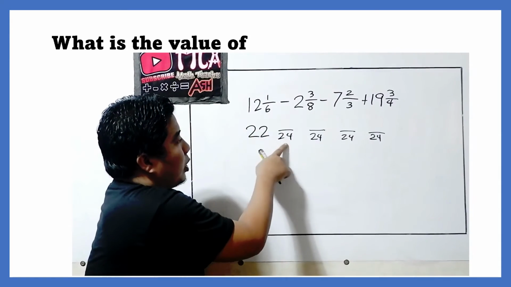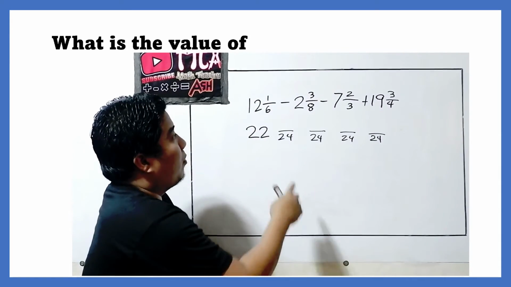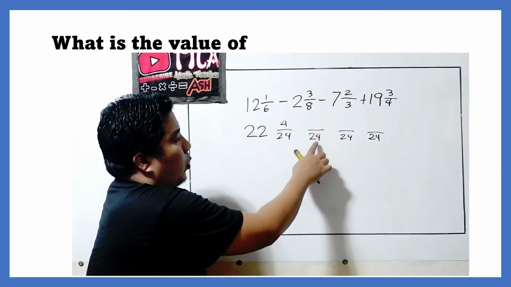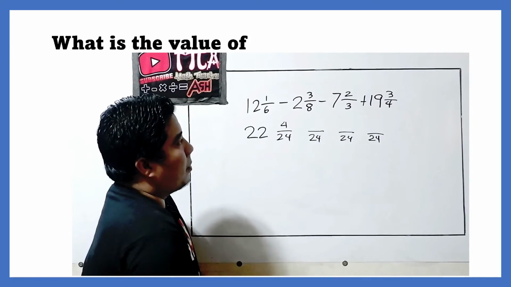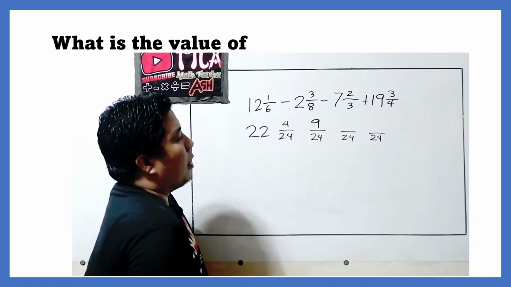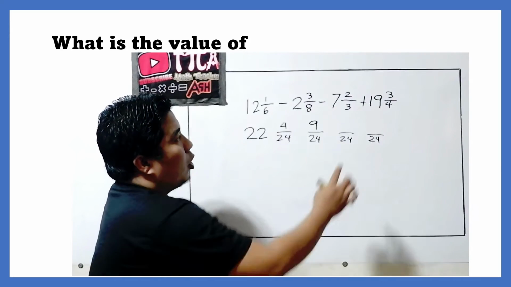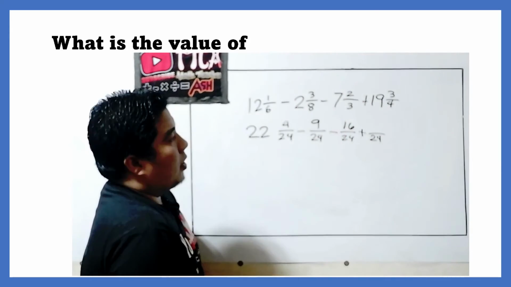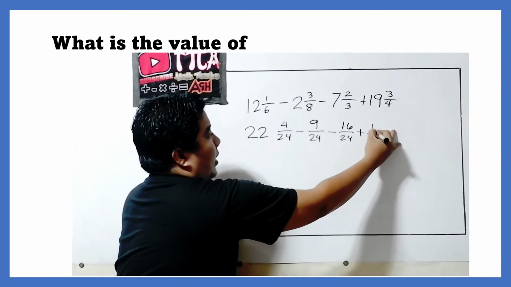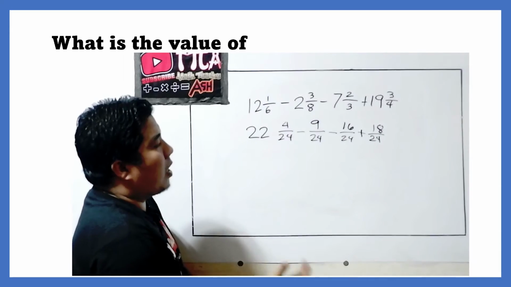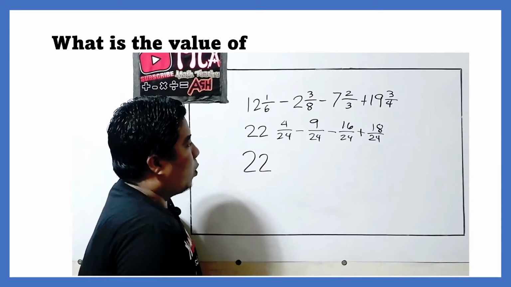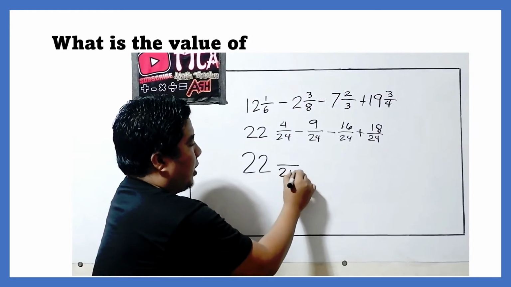Now, what happened to 6? Why did it become 24? It was multiplied by 4. So 1 times 4, that is 4. What happened to 8? Why did it become 24? It was multiplied by 3. So 3 times 3, that is 9. What happened to 3? Why did it become 24? It was multiplied by 8. So 2 times 8 is 16. Now, what happened to 4? Why did it become 24? It is multiplied by 6. So 3 times 6, that is 18. Okay, so now we can simplify our fractions. So we copy our whole number and we copy the denominator.